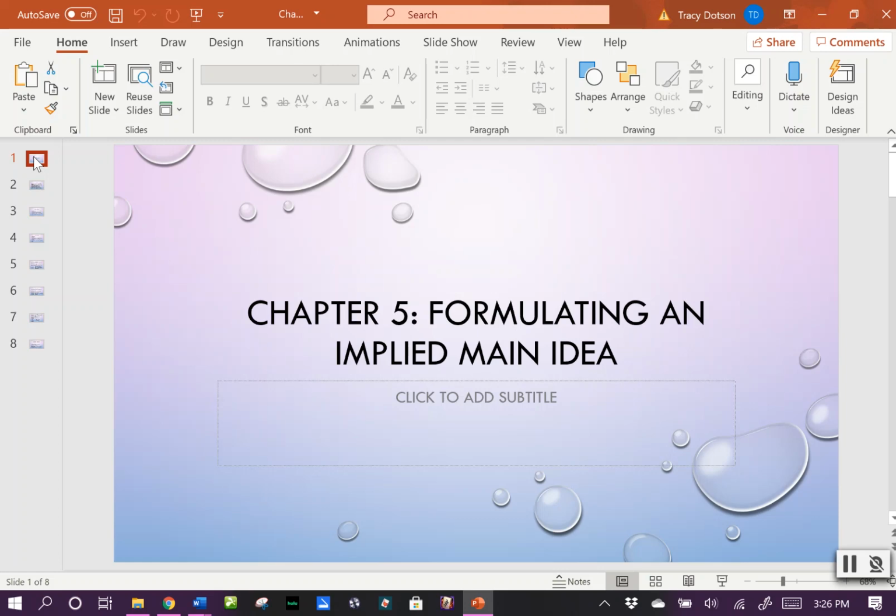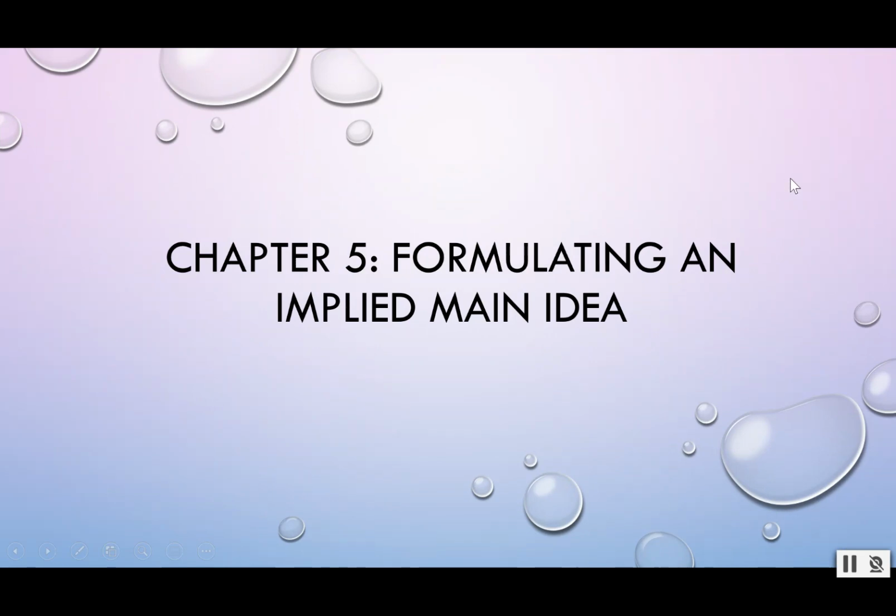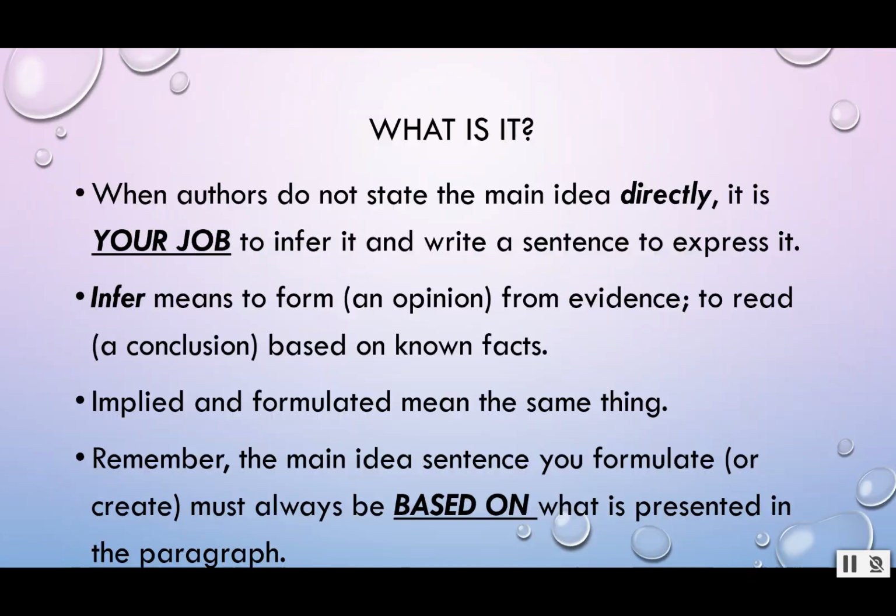In chapter 5, we're formulating an implied main idea. All right, that means that it's not an actual sentence that you're going to pull out of that paragraph. You're not going to just pick a sentence out of the paragraph like you did in chapter 4. So, when authors do not state the main idea directly in a sentence all by itself, it is your job to infer it and write a sentence to express it.